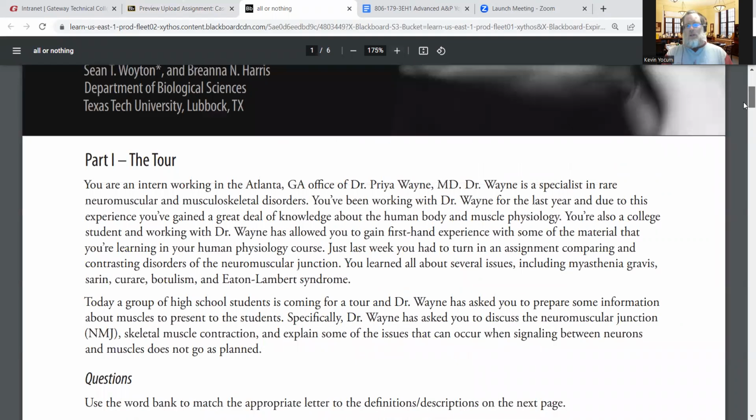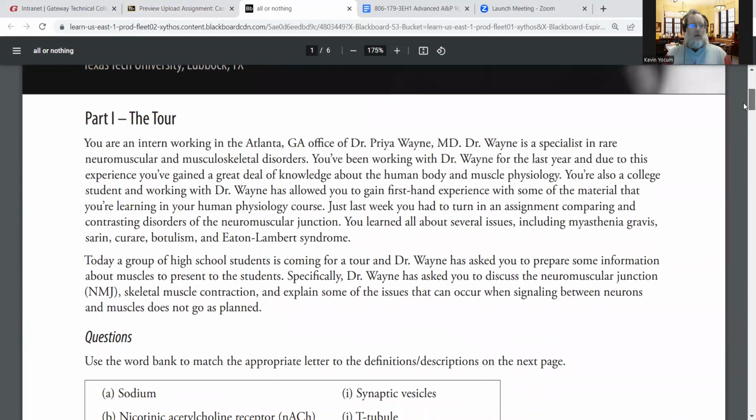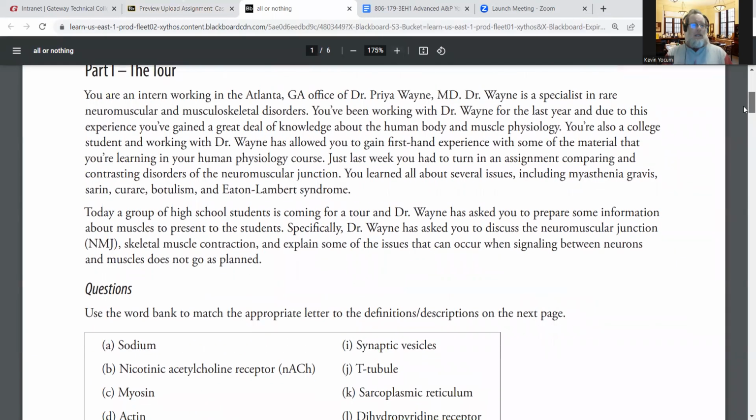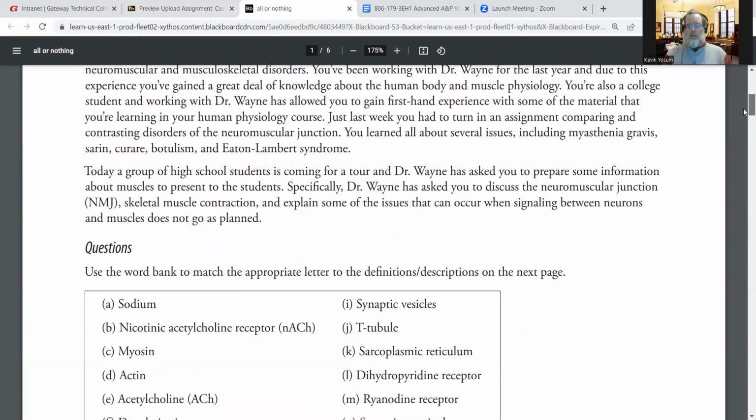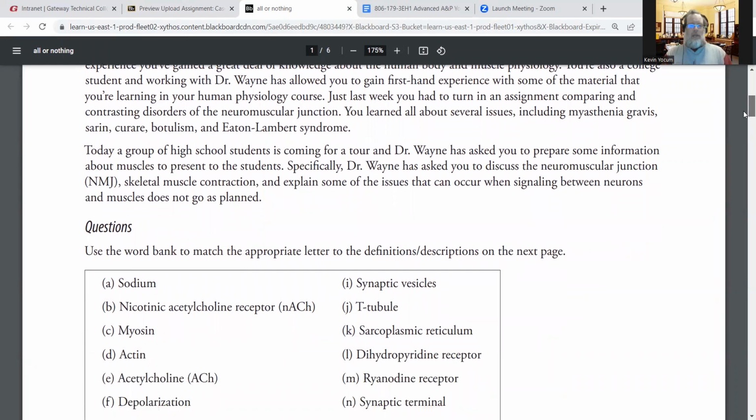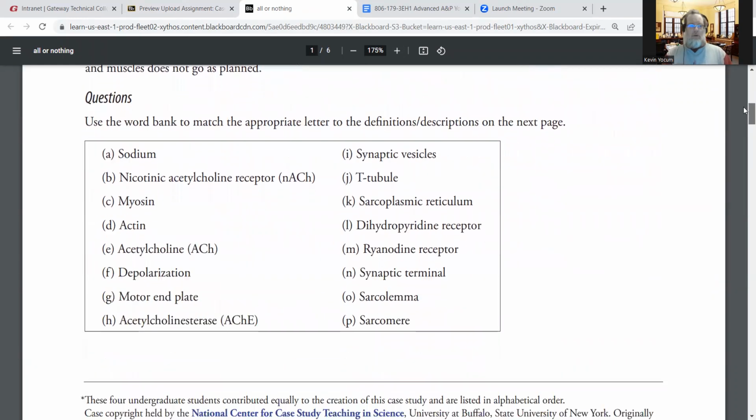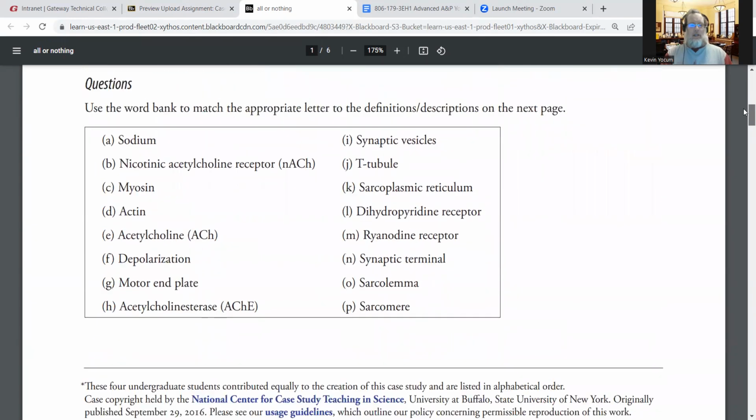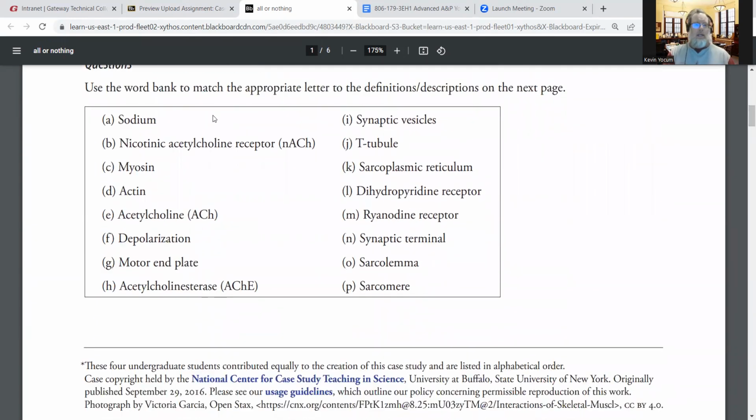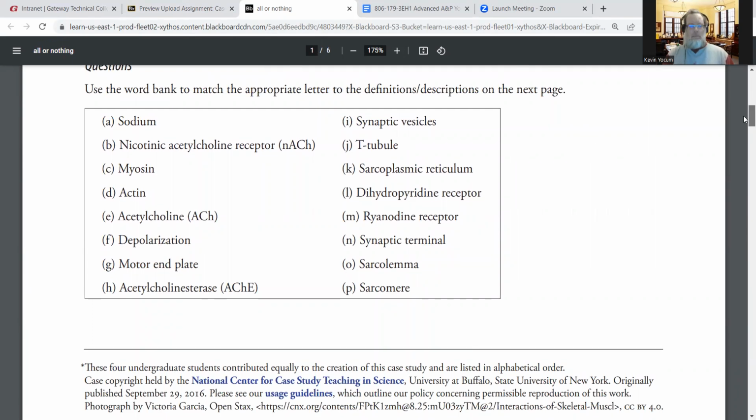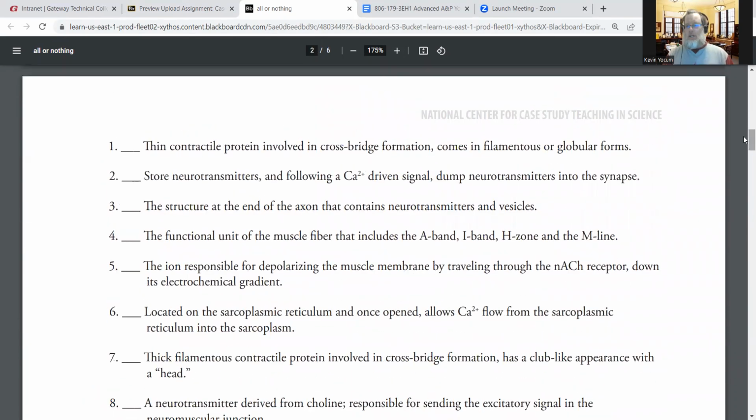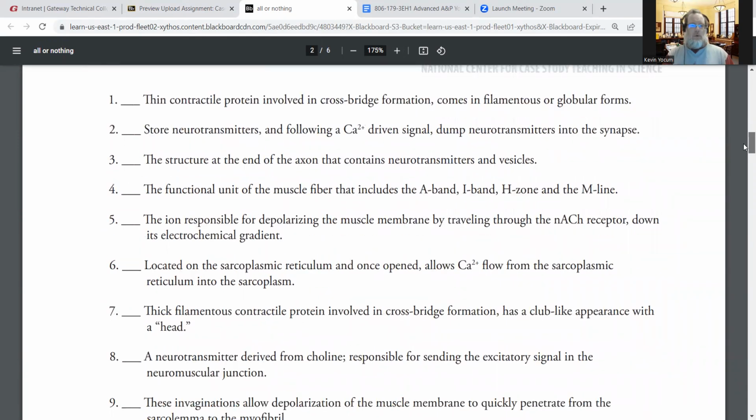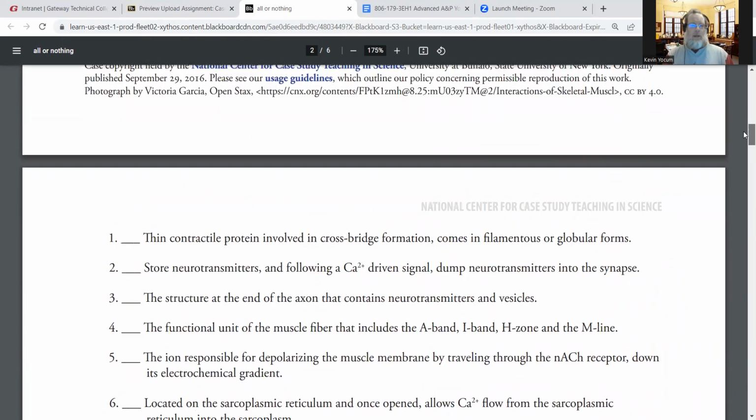So you're an intern in rare musculoskeletal and neuromuscular disorders, and a group of high school students is coming in for a tour, and you've been asked to prep some info. So the first thing that you're tasked with is matching all of these muscle terms with the definitions. So you can go through and do that if you haven't already.